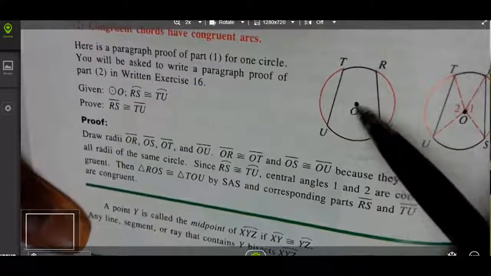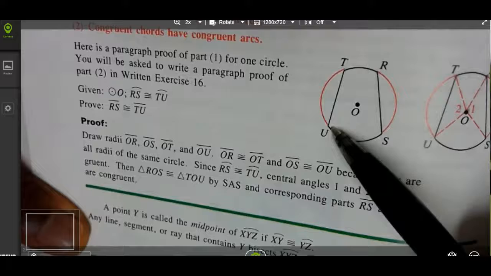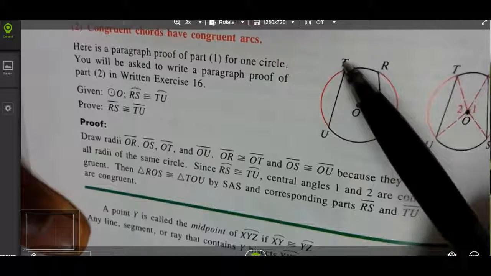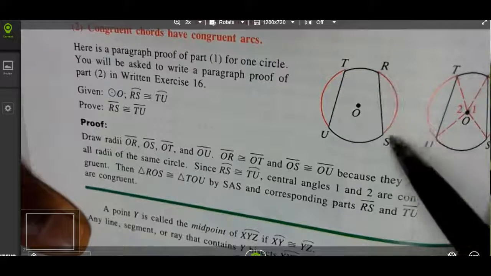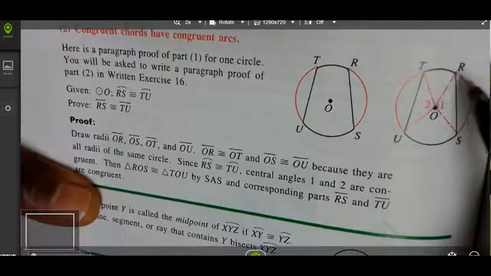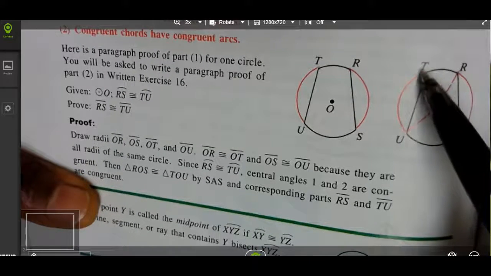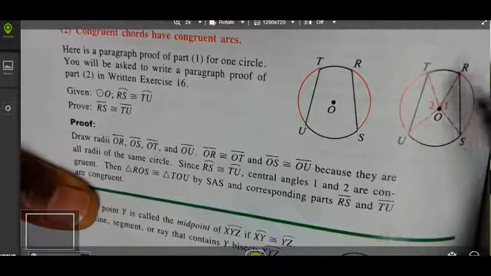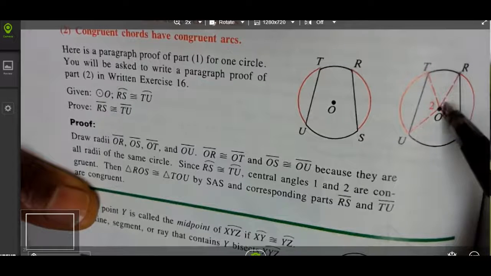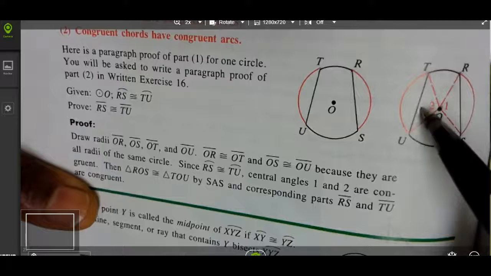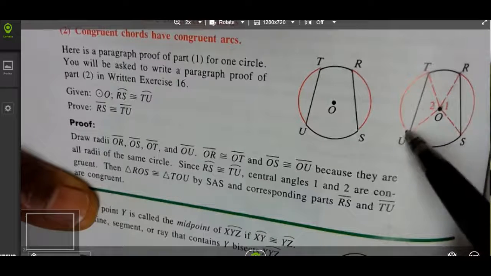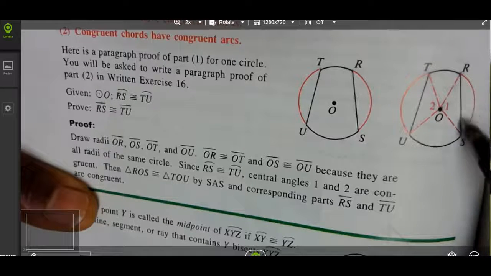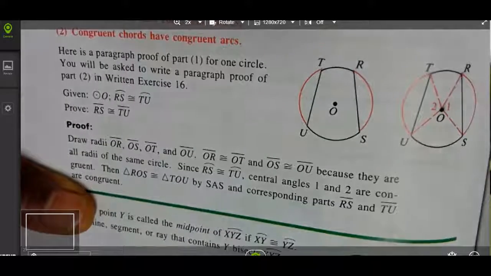For example, in this circle O, if arc TU is congruent to arc RS, then segment TU will be congruent to segment RS. And if we draw radius from the center of the circle to each of the vertex, then these two triangles will be congruent because all the radii are equal. And we already said that the two chords are congruent.